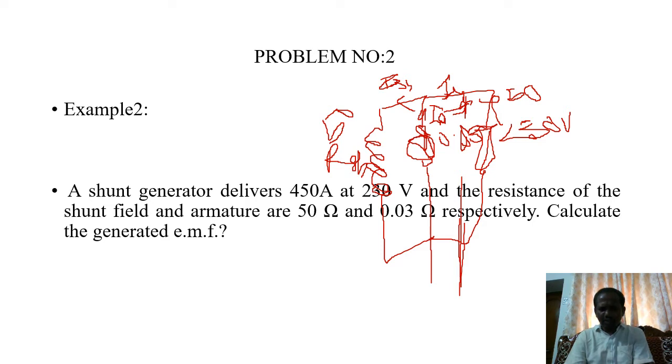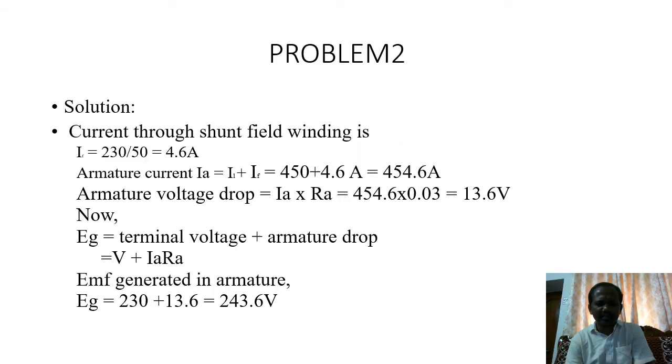So the current, 230 by 50, means 4.6 ampere. You know the value of Ia. What is 450? 450 minus 4.6 amperes. You will get the load current which is passed through the load. IL is equal, you are getting. See that one in the next slide.